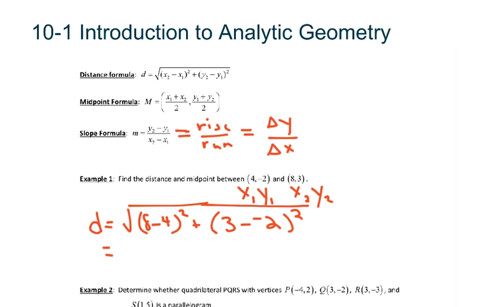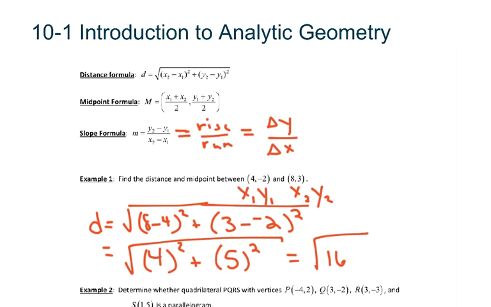8 minus 4 is 4. 3 minus negative 2 is 5. 4 squared is 16. 5 squared is 25. 16 plus 25 is 41. So the distance between the 2 points is the square root of 41, or whatever its decimal equivalent is, which is 6 point something.